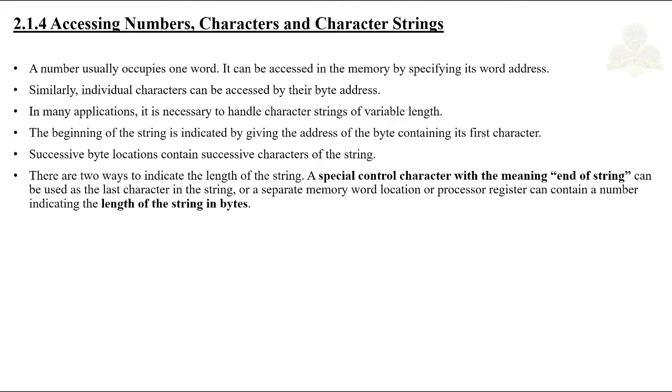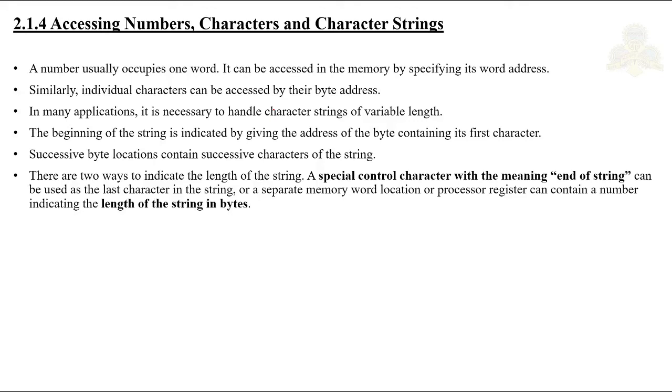Now the problem is with the character strings. Say suppose your name is Harry, how to access this? Where the string ends, how should the memory understand it? The beginning of the string is indicated by giving the address of the byte containing the first character. Then successive byte locations contain the successive characters of the string. Then how will the memory understand that this string ends here? This is the end of the string.